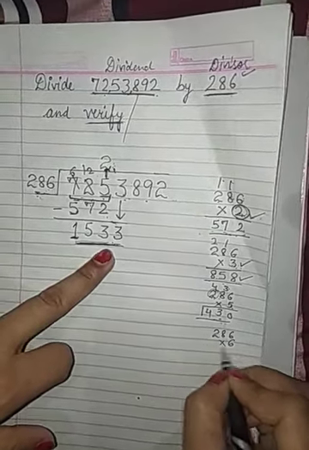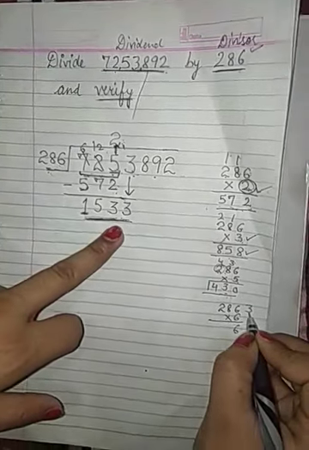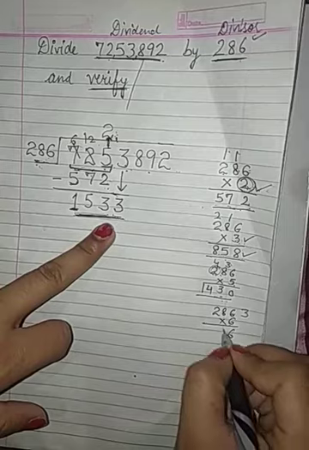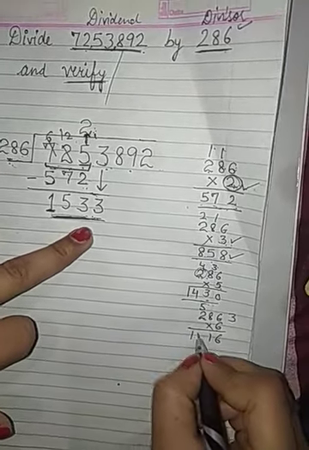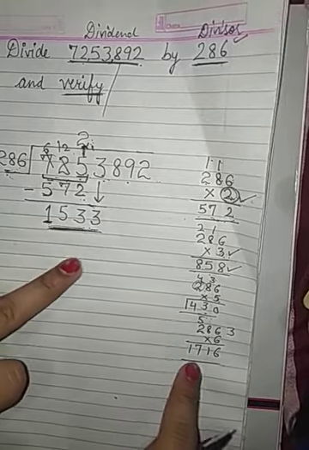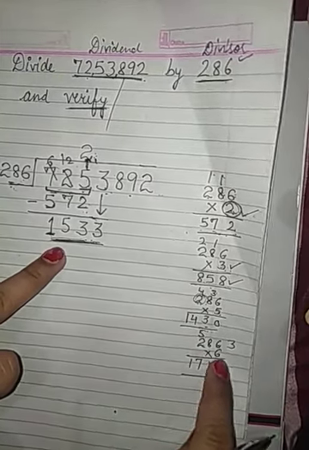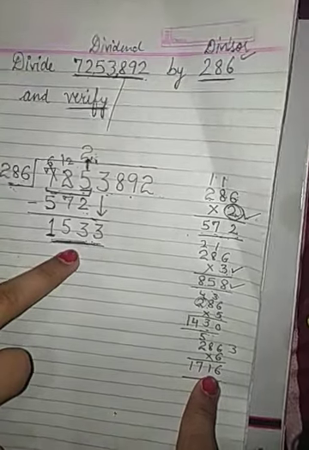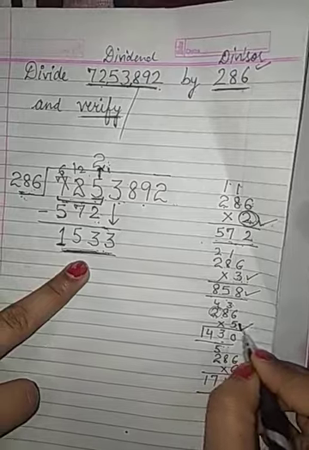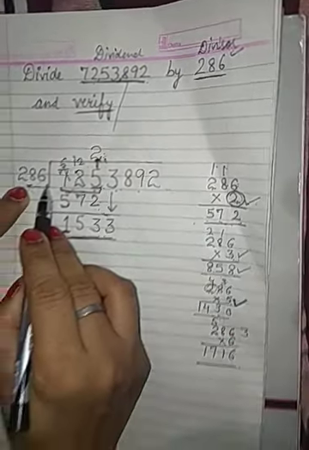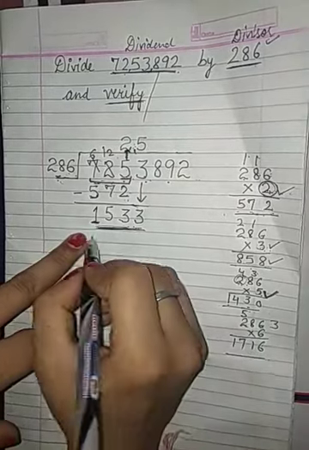286 times 6: 6 times 6 is 36, 6 times 8 is 48, 48 plus 3 is 51, and 6 times 2 is 12, 12 plus 5 is 17, so 1716. If I see that it is going with 6 and it is coming out a big number, we cannot divide with this number, so we will divide by 5. So 286 will go with 5 and it will be 1430.